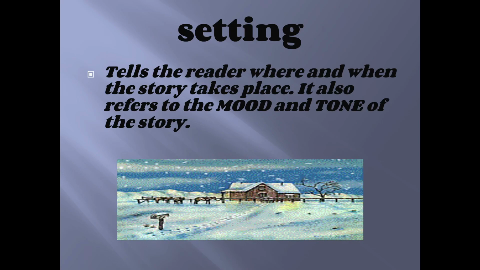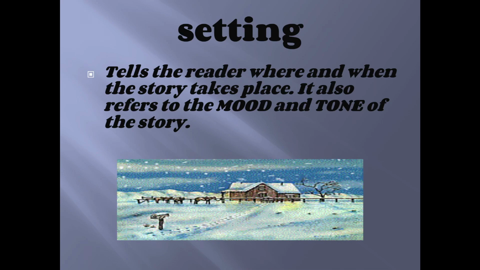So, setting. Setting tells the reader where and when the story takes place. It also refers to the mood and tone of the story. So for example, the story happens in the United Kingdom, or maybe it happens in Ulu Klang, for example, or it happens during the Victorian era, or maybe during the Ice Age, during the Stone Age, for example. So that is where it happens. Okay, when it happens as well.